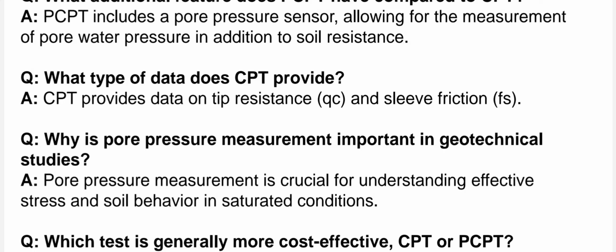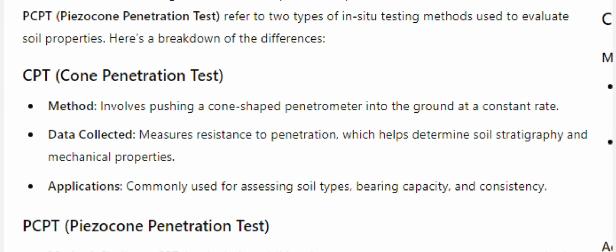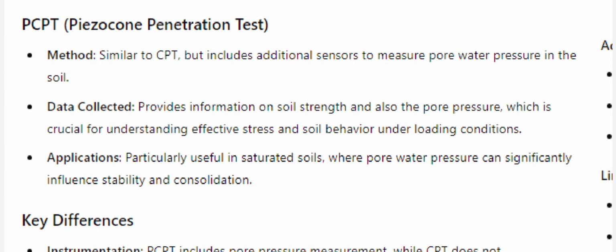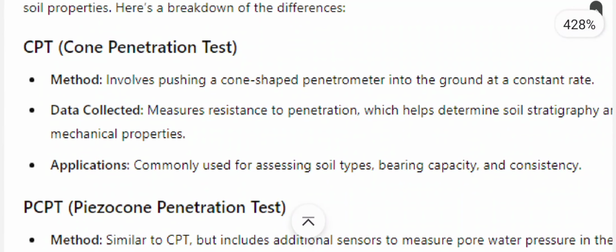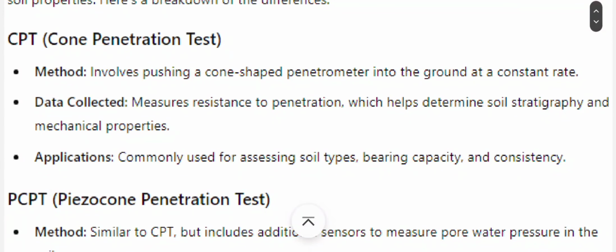What type of data does CPT provide? CPT provides tip resistance and sleeve friction. The CPT method involves pushing a cone-shaped penetrometer into the ground at a constant rate. In PCPT, the method is similar to CPT but includes additional sensors to measure pore water pressure in the soil. In CPT, the data collected measures resistance to penetration, which helps determine the soil stratigraphy and mechanical properties. It is commonly used for assessing soil types, bearing capacity and consistency.